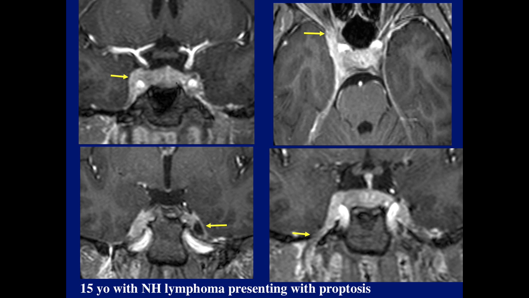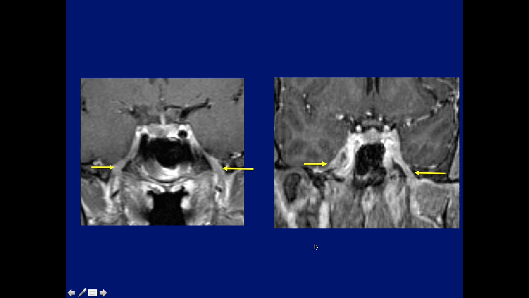And here's some other abnormalities involving the mandibular nerve. This was a patient with lymphoma, presented with proptosis because of the involvement of the orbital apex, but we also see the involvement of the mandibular nerve as it goes through the foramen ovale. Two separate patients. What is involving both mandibular nerves?